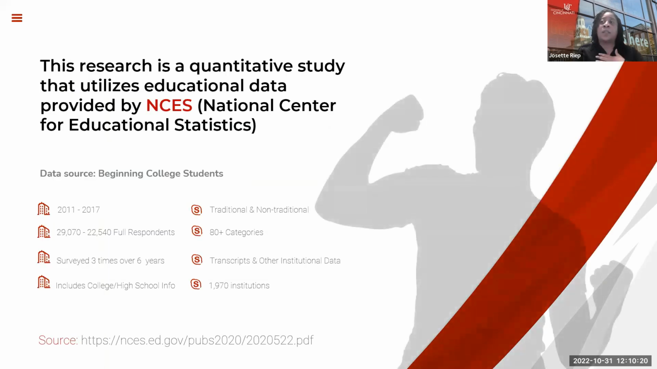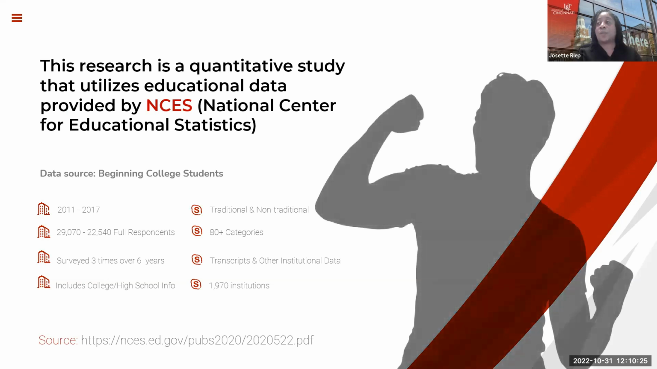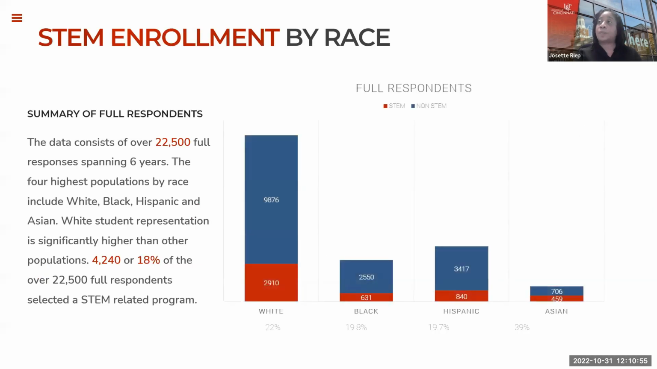For this study, going back to the data, we wanted to make sure that we looked at a wealth of information. And so we pulled data from the National Center for Educational Statistics, and we looked at about 22,000 full responses over 6 years. So this study took students from their first year in college until graduation, and it surveyed them 3 times over 6 years. It includes students who did not graduate as well. And so that information is there for us to leverage.